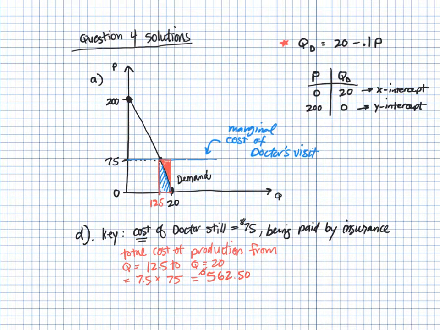The benefit to Bob is going to be the area of that blue triangle there, which is given by the formula 1/2 base times height. In this case, the base of the triangle is 7.5, the height is 75, so the benefit to Bob of consuming those last 7.5 doctor's visits is 1/2 times 7.5 times 75, which is equal to $281.25.